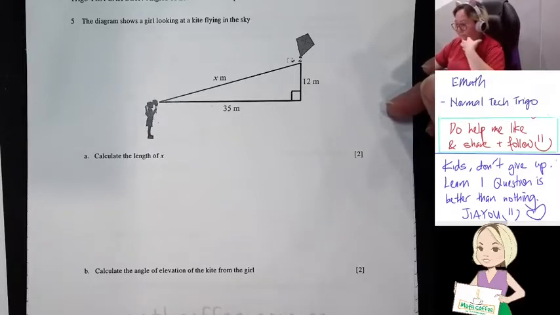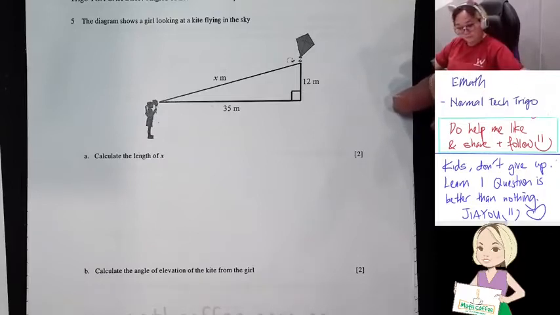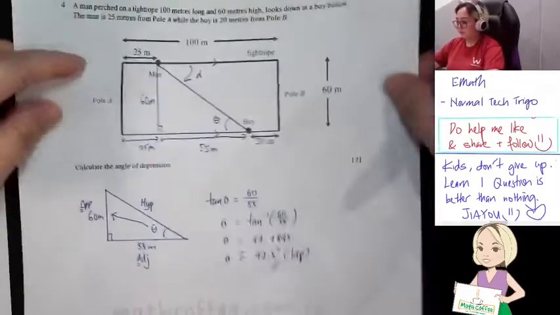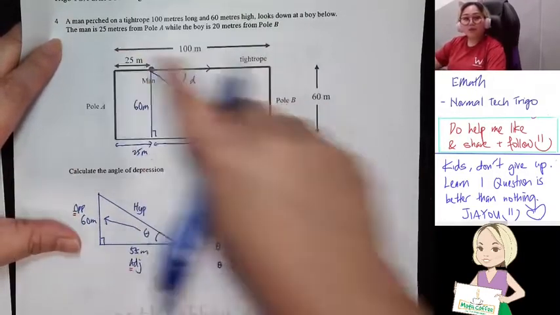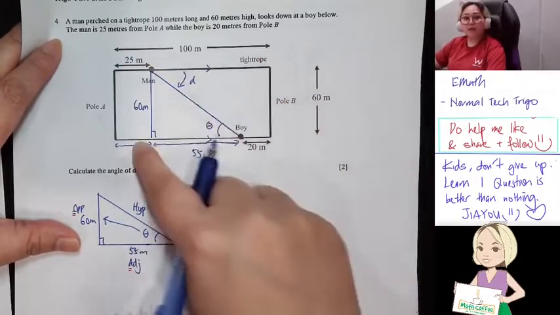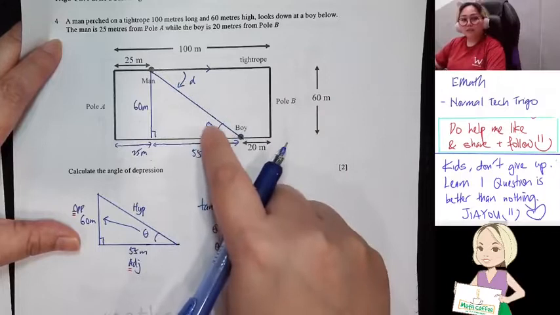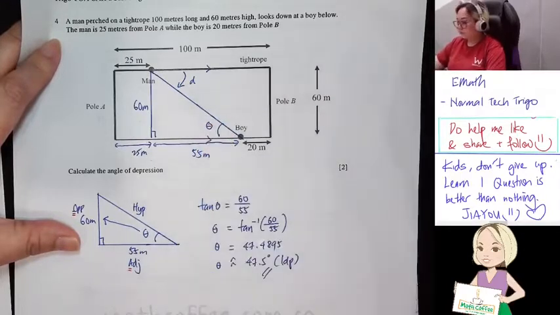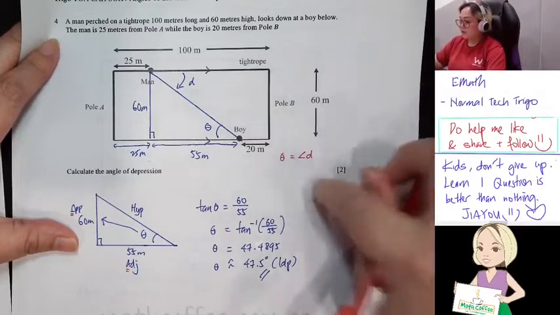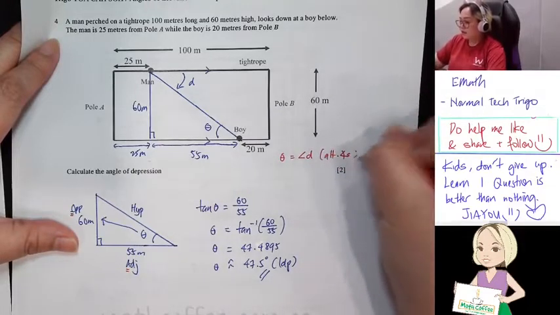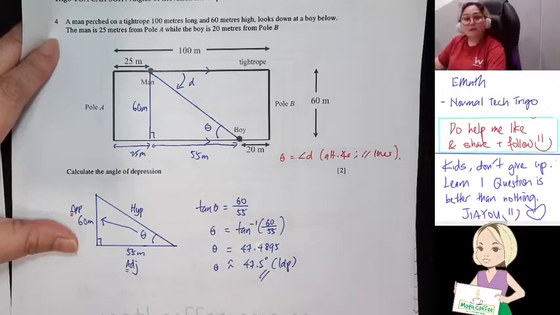Yes. Because of the alternate angle, alternate angle is spelled A-L-T-E-R-N-A-T-E, not alternative angles. Alternate angle, parallel line. So I think just now you are referring to this one. So they ask for angle of depression, which is this side. And because this line and this line are parallel, so alternate angle, when they ask me to find this, is the same as asking me to find this. Okay? So I can put here that theta is equal to the angle of depression because of alternate angles and parallel lines. Okay?